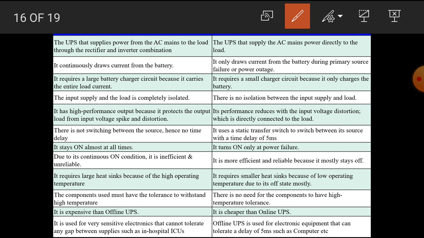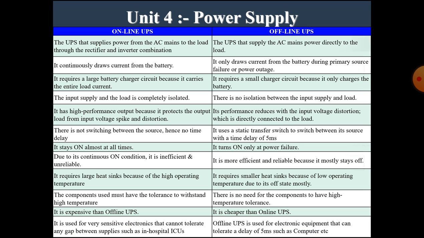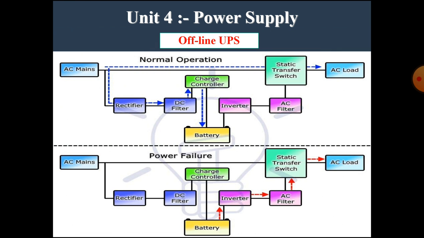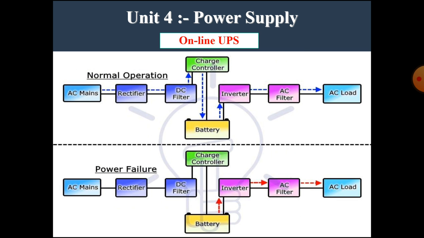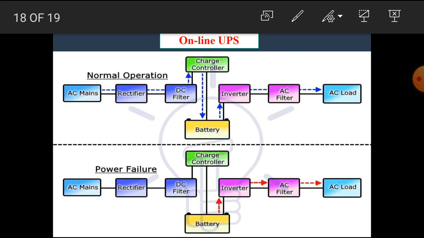The last point is that online UPS is used for very sensitive electronics that cannot tolerate any gap between supplies, such as in hospitals, ICUs, etc. While offline UPS is used for electronic equipment that can tolerate a delay of 5 milliseconds, such as computers, etc. This is the basic difference between online and offline UPS. I hope you all understand the operation of online and offline UPS.